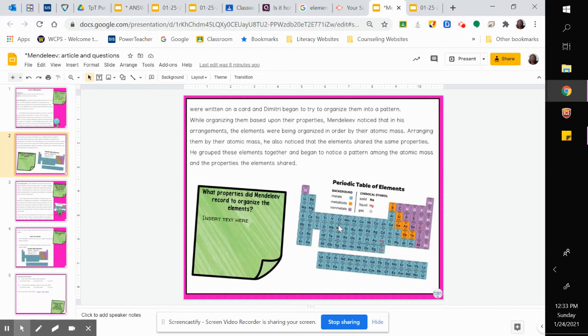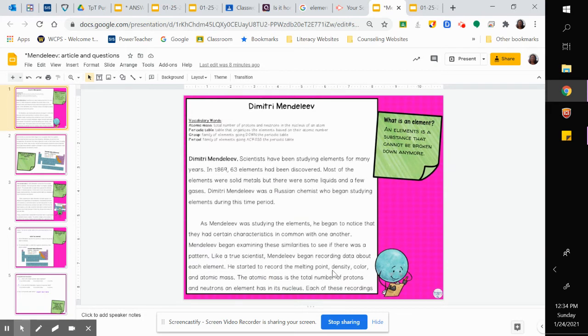Arranging them by their atomic mass, he also noticed that the elements shared the same properties. He grouped these elements together and began to notice a pattern among the mass and the properties the elements shared. So what properties, question, did Mendeleev record to organize the elements? So there's a few answers that we're looking for. So we're looking for about 4 answers, really, right? And I believe it starts on this last page. So what did he use?